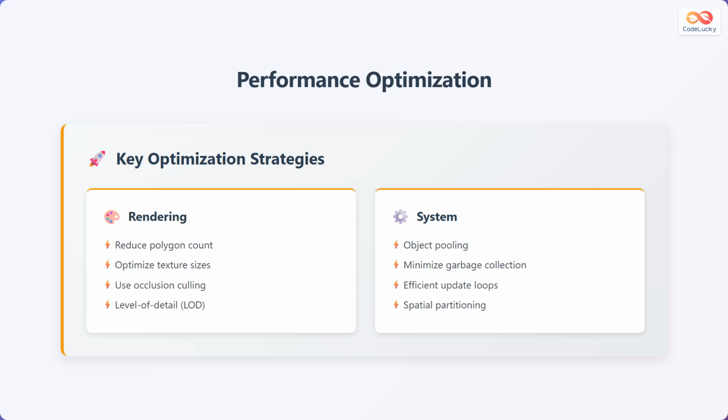System optimizations focus on object pooling to reuse game objects, instead of constantly creating and destroying them, minimizing garbage collection that can cause frame rate stutters, writing efficient update loops that don't waste processing power, and implementing spatial partitioning to only process objects that are relevant to the user's current view.